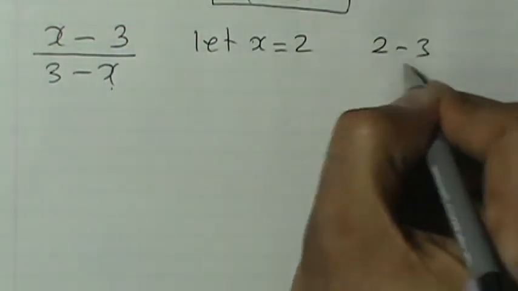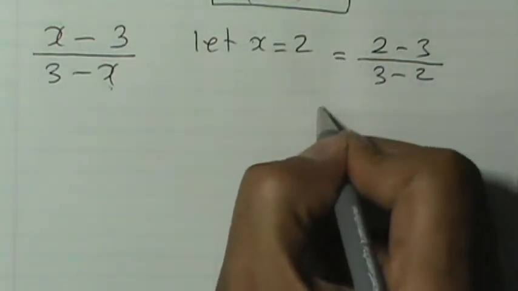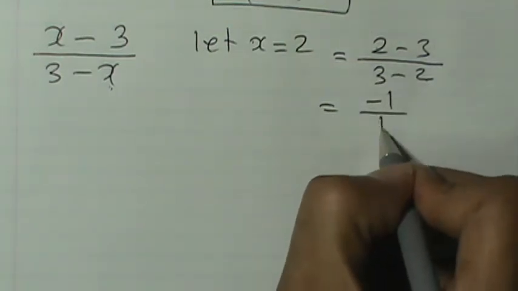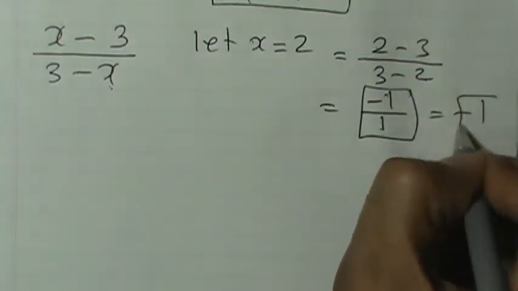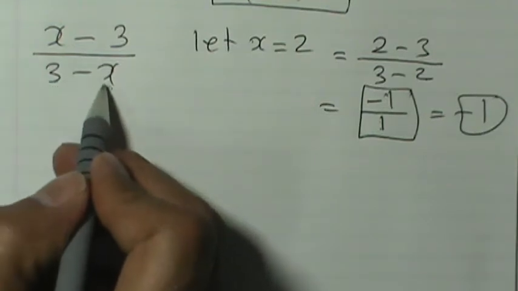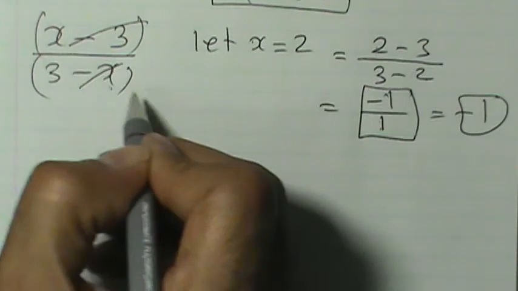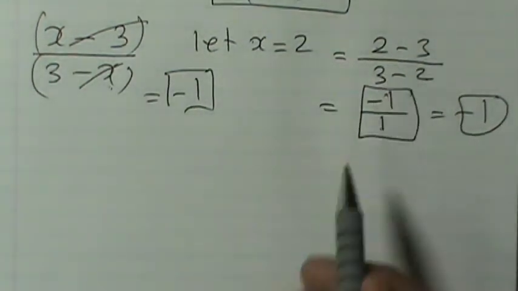So I have 2 minus 3, and I substitute for x here too, so I have 3 minus 2. So 2 minus 3 is negative 1, and 3 minus 2 is positive 1, and negative over positive would be negative, so the answer is negative 1. And now we know why x minus 3 can be reduced with 3 minus x, but we have to put a negative 1 in the very front of this rational function in simplest form. So when we cancel, the answer would be negative 1. That's the reason why.